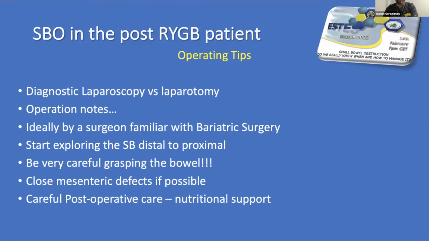One of the tips is to start exploring the small bowel distal to proximal. You need to start from the ileocecal valve and run up. So you will see, first of all, the jejunal anastomosis, and then you will go up and see the gastrojejunal anastomosis. And of course, you can identify the Petersen defect and the mesenteric defect to find out if there is a problem of internal hernia.